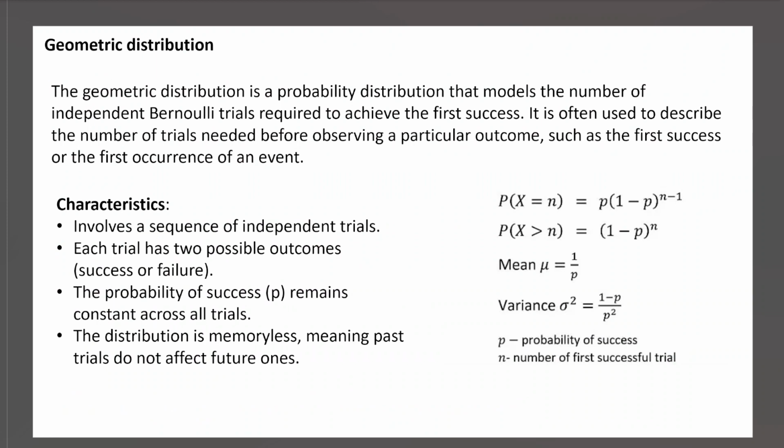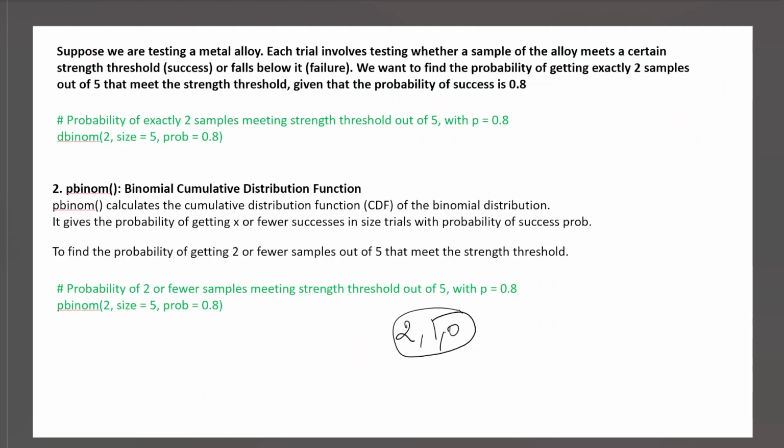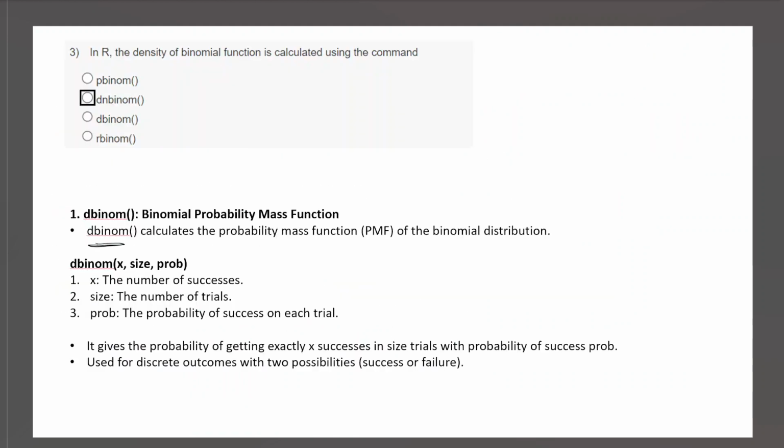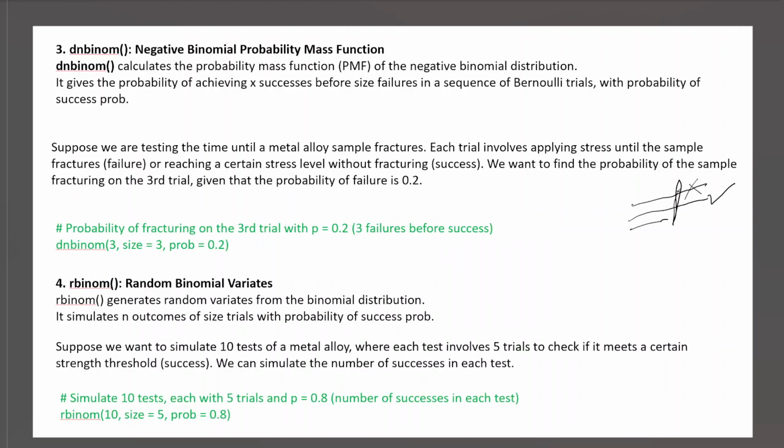Let's also discuss the geometric function. We have answered this three. So let's come to the question. In R, the density of the binomial function is calculated using the command dbinom. So this is for cumulative. This is for negative binomial. This is for generating random variates in the binomial distribution. This gives exactly the binomial function, the probability mass function. So there is an answer for that.